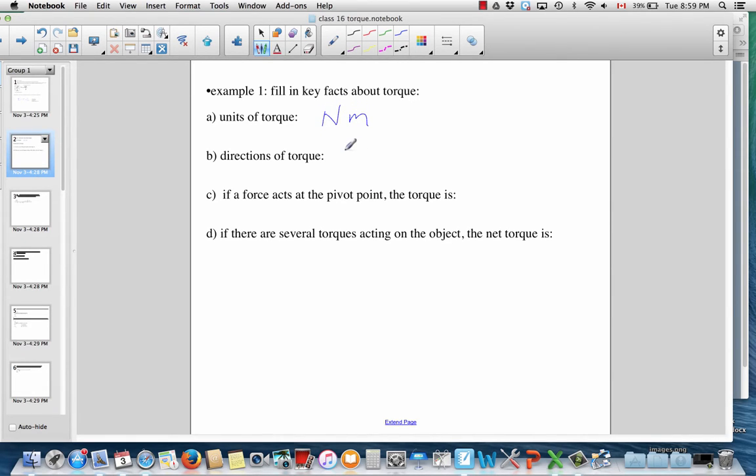Now, torque, it turns out, is actually a vector, and the directions of torque can be counterclockwise or clockwise. Now notice that if a force is acting at the pivot point, that means no distance from the point of rotation, then there's not going to be any torque. There's no rotational force, if you like. To find the net torque on an object, you take the counterclockwise and subtract the clockwise. Our symbol for that will be sum of the torques, or we could also write net torque.